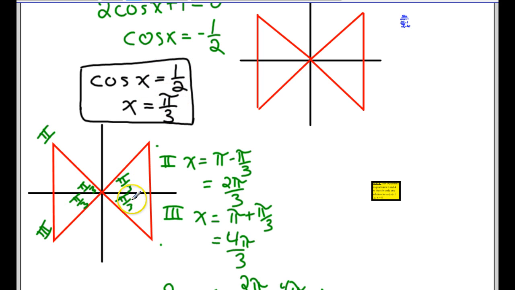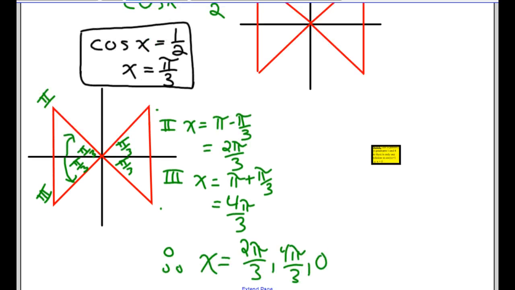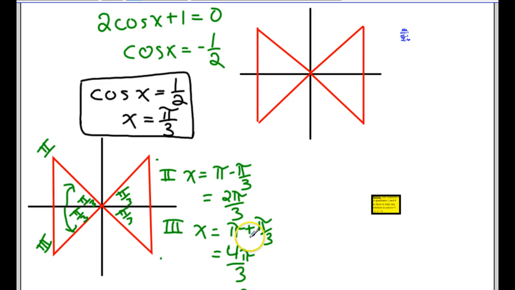So pi over 3 into my butterfly. I want the negatives specifically, which means the second quadrant and the third quadrant. And as we've done a couple of times now, this angle is pi minus the pi over 3, and this angle is pi plus the pi over 3. And so those are the two answers there.